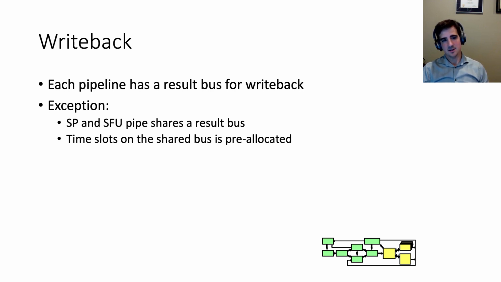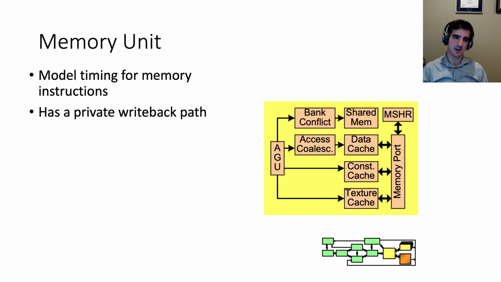Writeback is obviously what every instruction goes through in the very last step. Each pipeline actually has its own results bus with a couple exceptions. Own results bus, meaning that you're not going to contend for the bus on writeback between competing pipelines. The exception is the single precision and SFU pipeline. They share the same results bus. And the slots here are pre-allocated, so we know who's going to use the results bus at what particular time. And there's code inside the simulator that prevents them from both trying to use the results bus at the same time.